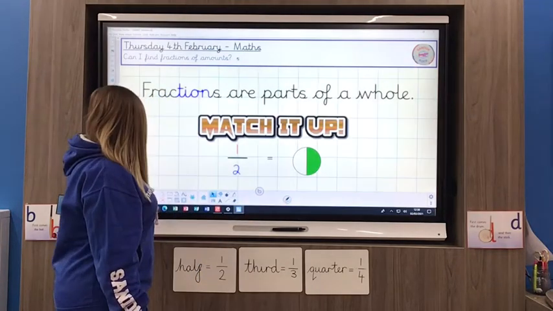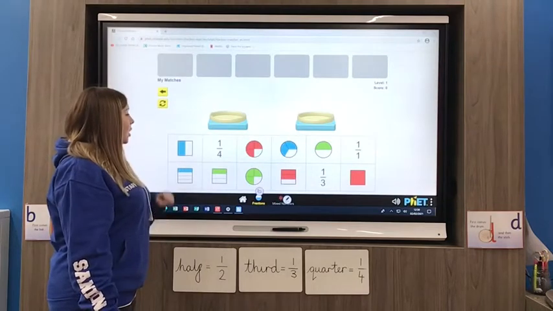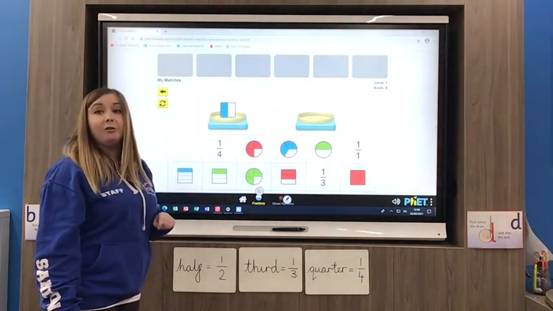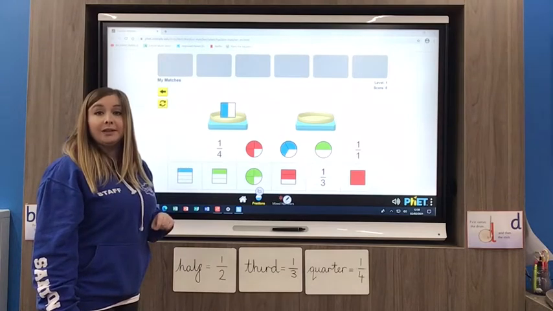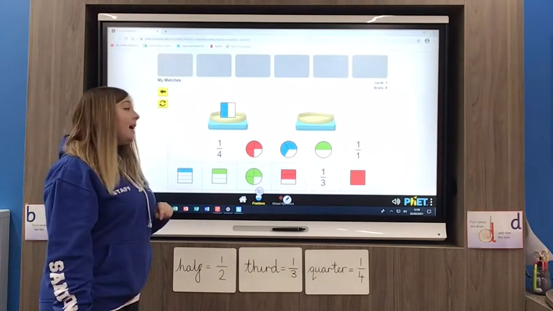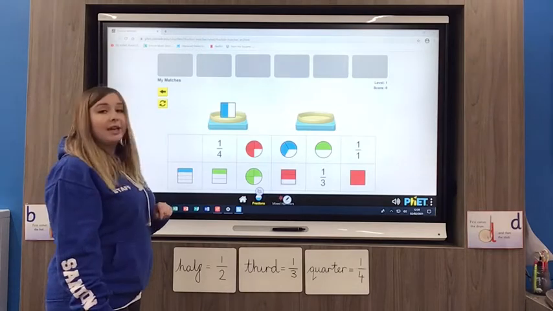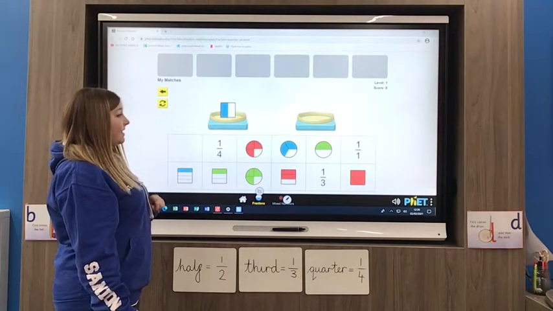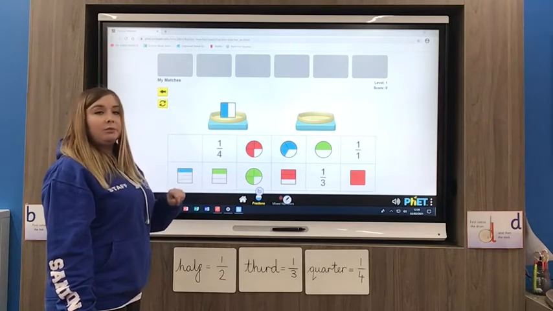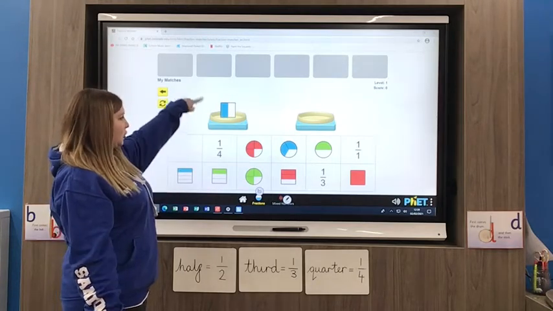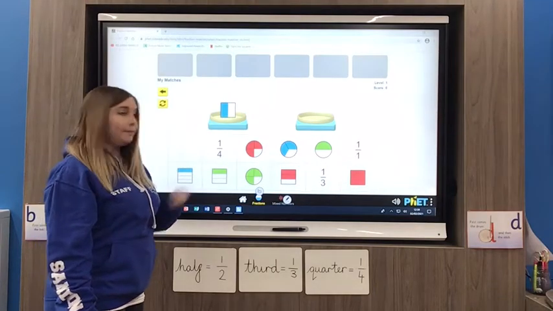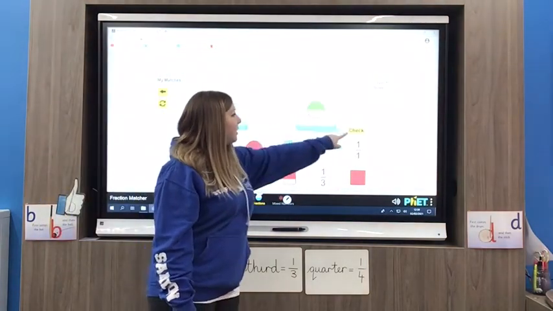Okay, so let's get our game loaded. I'm going to start with this one. Have a little think. How many pieces are there all together? That's the bottom number. How many pieces are shaded? See if we can figure out the fraction. Now I can't see it written using numbers, so is there another visual that shows half as well? There is. Well done if you spotted that one.